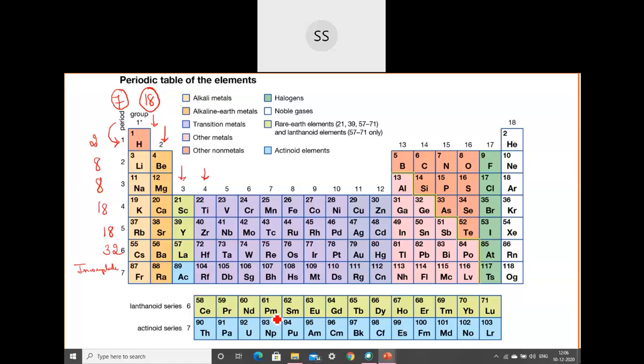Now this periodic table is classified based on the orbitals. We have studied 4 orbitals: s, p, d, and f. Based on that, we have divided the elements into s block, p block, d block, and f block. Your first 2 groups, group 1 and group 2, are called s block elements. Why? Because the last added electron enters into the s orbital.